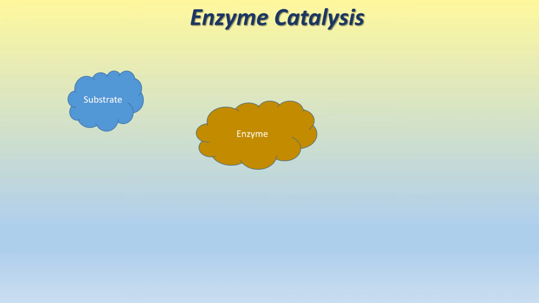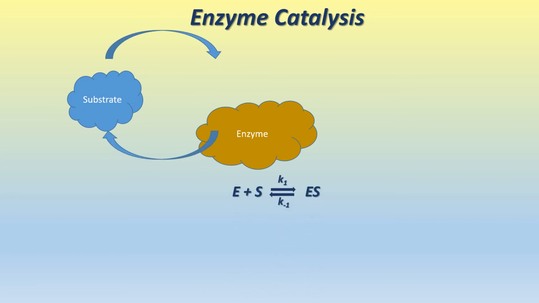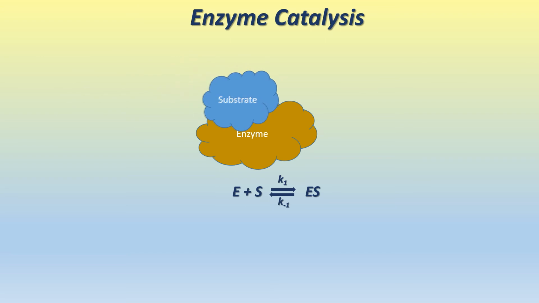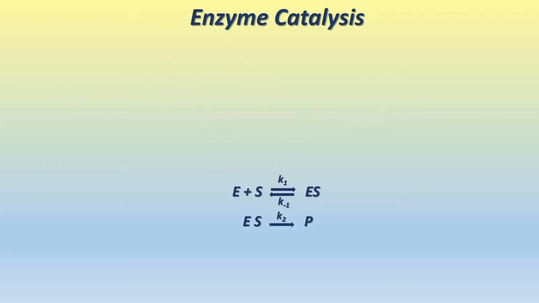So the substrate can do one of two things. Once it attaches to the enzyme, it can either detach once again, in which case you have an equilibrium step where the enzyme and the substrate simply exist in equilibrium with some sort of enzyme substrate adduct. Or conversely, once stuck to the surface of the enzyme, activation energy could be lowered and it could form some product.